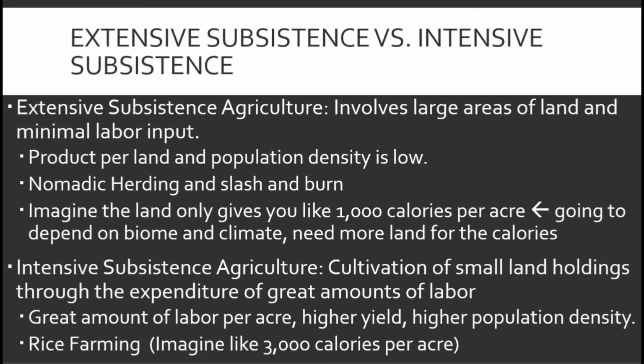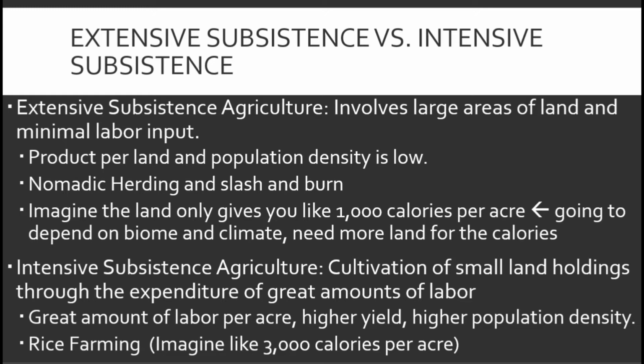Typical examples of extensive subsistence agriculture include nomadic herding and slash and burn, which is an agricultural process where you cut down trees and put nutrients back into the soil. And I'll show you a video. In this situation, you're not able to have as many people live there because you're not getting as many calories out. It usually occurs in northern regions where it's a colder climate. Also, cattle herding is always going to be extensive because the cattle have to graze over different areas.